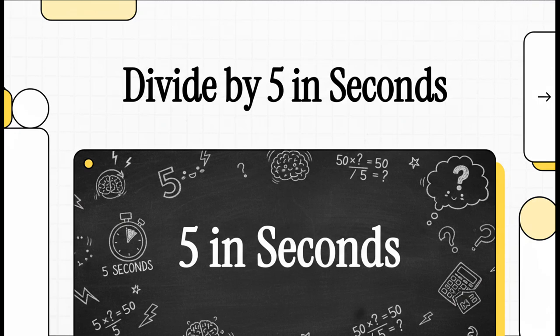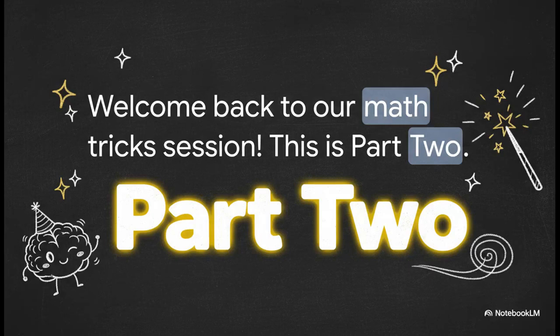You know that moment when you're trying to do some quick math in your head, especially division, and your brain just kind of freezes up? Well, today we're going to unlock a ridiculously fast trick for one of the most common calculations out there, dividing by 5.